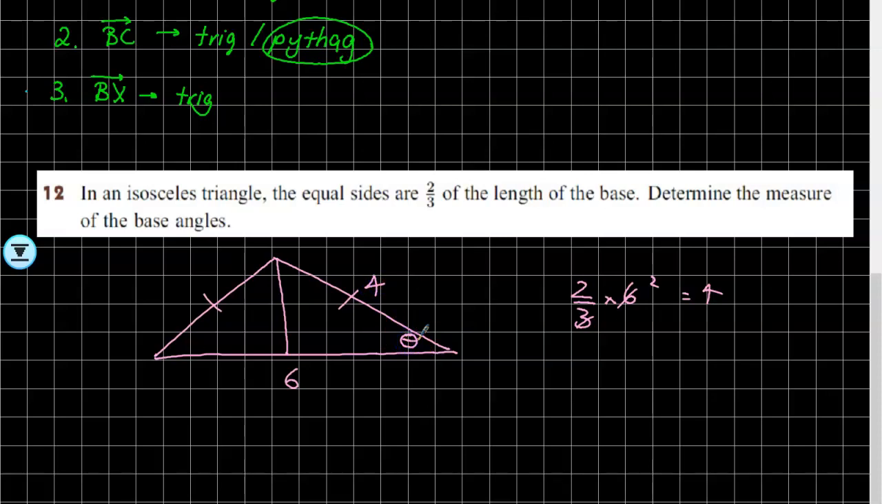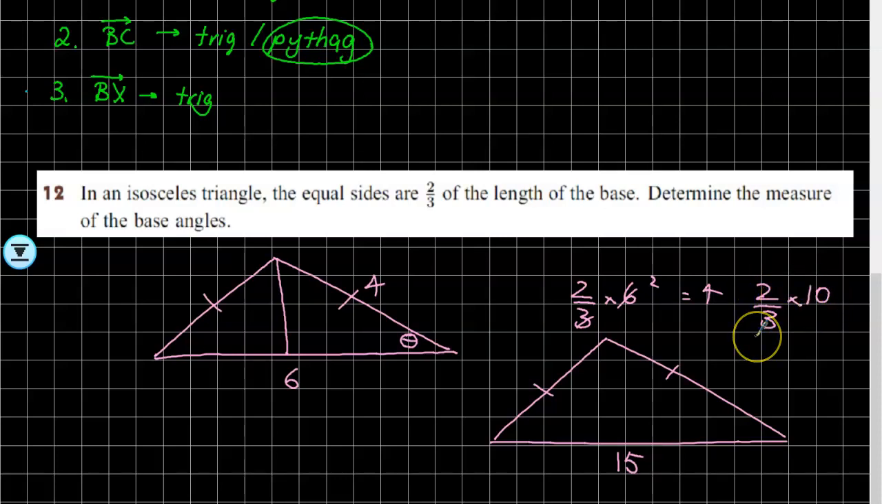So we're finding theta. To keep it interesting, instead of it being 6, let's go 15. I wouldn't choose 10, because to find 2/3 of 10, it's going to be 20/3. It's not a nice number, right? So that's why I go with 15, because 3 goes into 15 5 times, so that means that's 10. Yes?